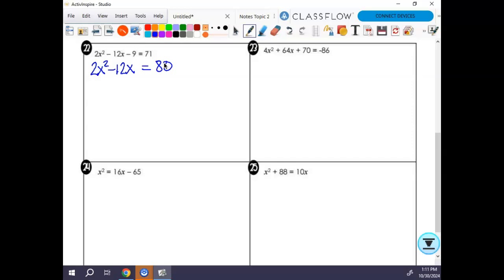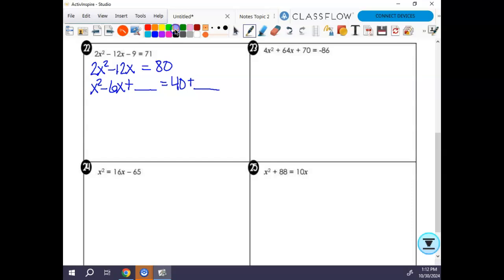And then my next step is to divide everything out, right? You divide through by a. So when I do that, I'm left with x squared minus what? 6x. And then I'm going to go ahead and put plus blank equals, I got to divide 80 by 2. That gives me 40 plus blank. Everybody okay with that? I'll take that as a yes.